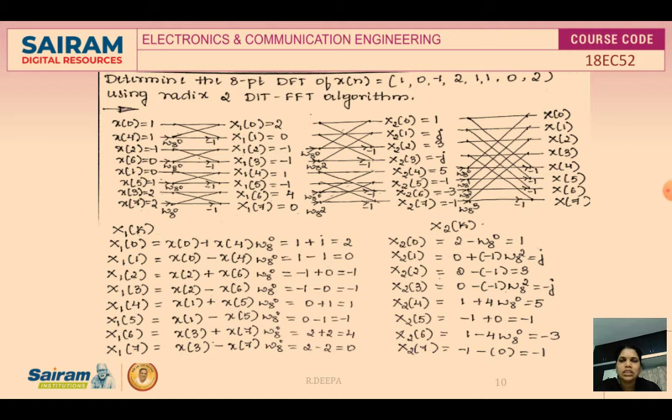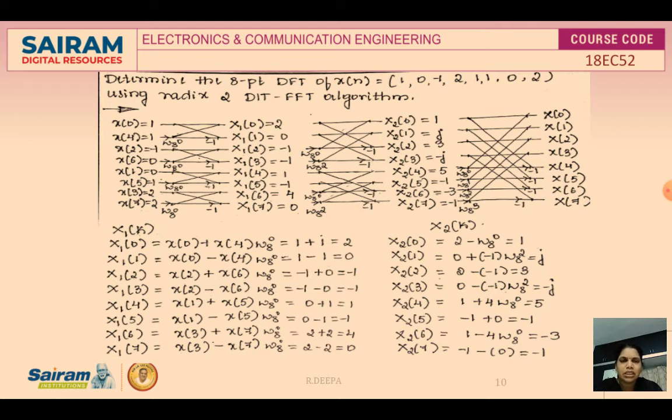Once we got this output, we can store it in the same place where the input is stored. Thereby we are making use of the in-place computation concept here, and we are saving memory space also. So this x of n I am going to replace with x1 of k values, stored in the same place where x of n was stored, and this will act as an input for the second stage. Again the structure will have a little bit bigger butterfly.